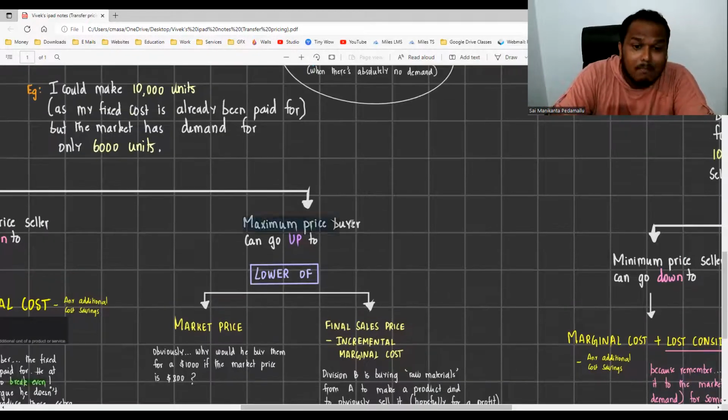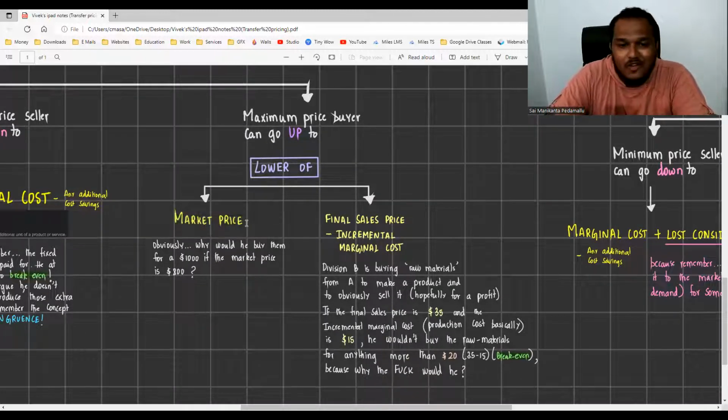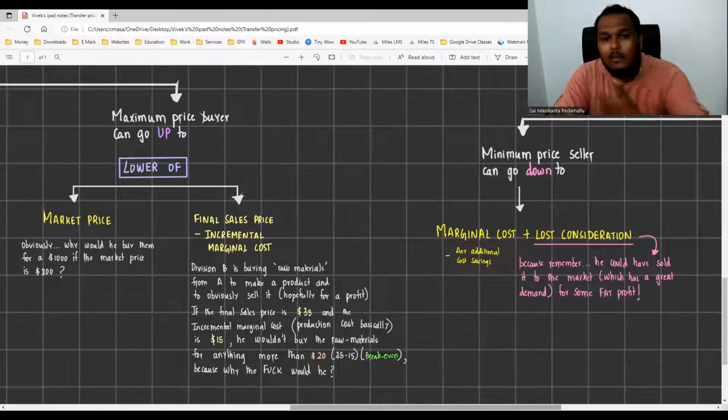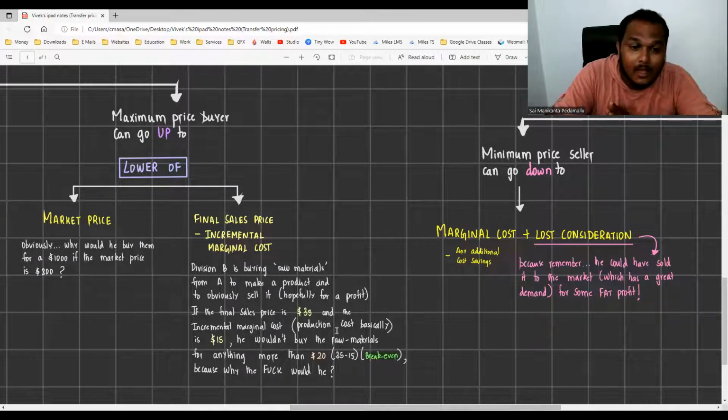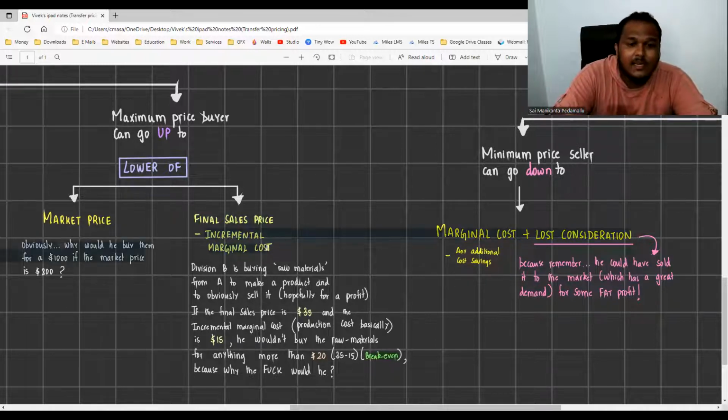Next, what's the maximum price that the buyer can go up to? He can either go up to a maximum of market price. The buying division will not be fool enough to buy at a higher price than market price. They'll be like, we'll pay only the market price at maximum. If it is beyond that, I'll buy from the market. Why would I buy from you? Or the final sale price minus incremental marginal cost.